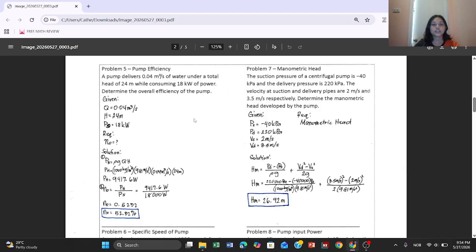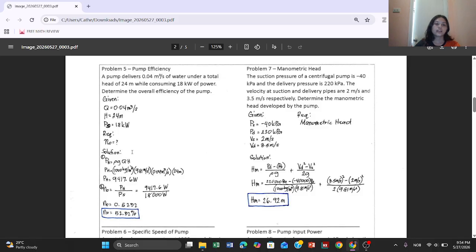Determine the overall efficiency of the pump. So given we have the discharge of 0.04 cubic meter per second, the total head of 24 meters, and the shaft power of 18 kilowatts. The required is to find the overall efficiency of the pump.